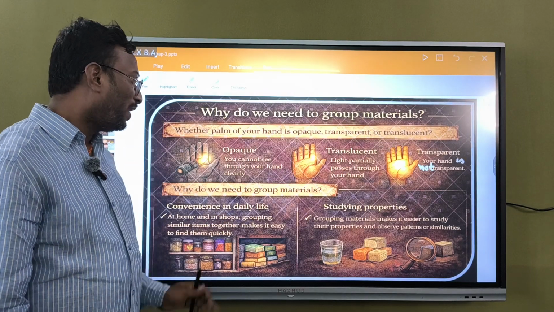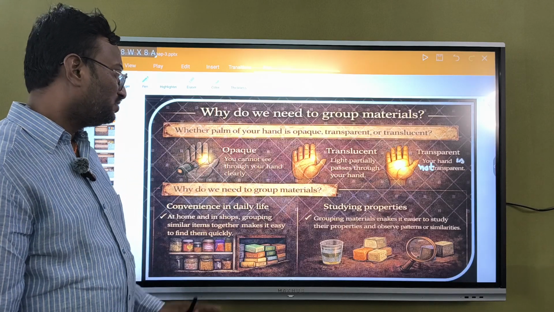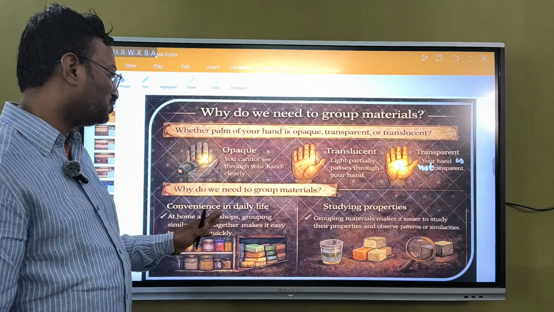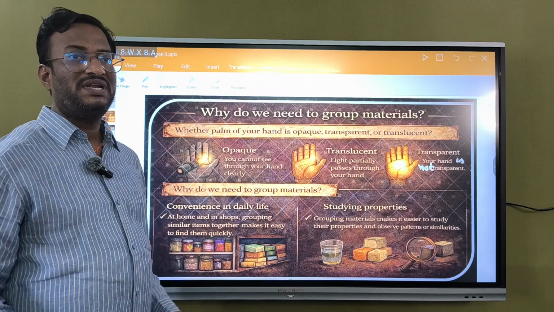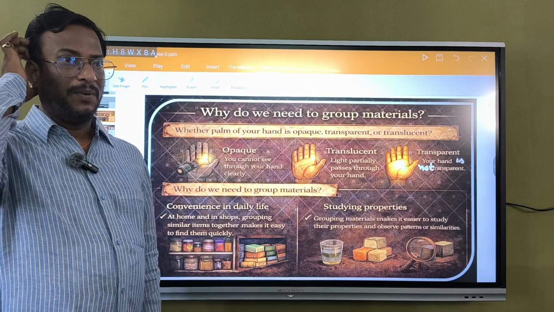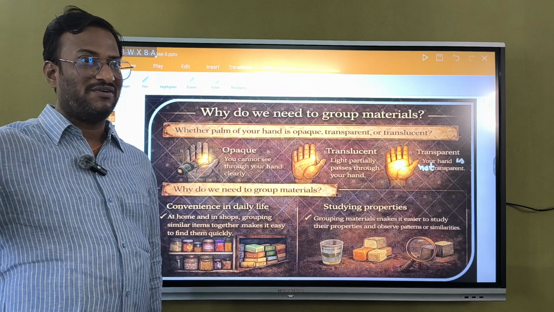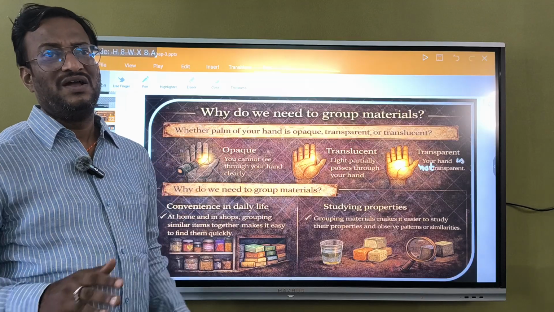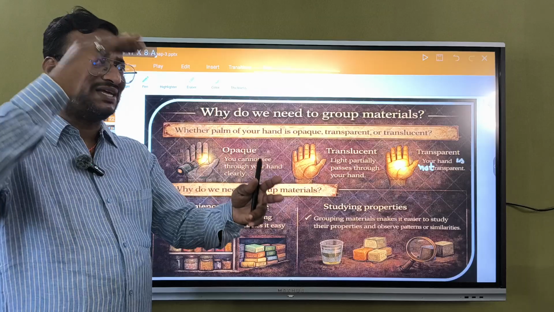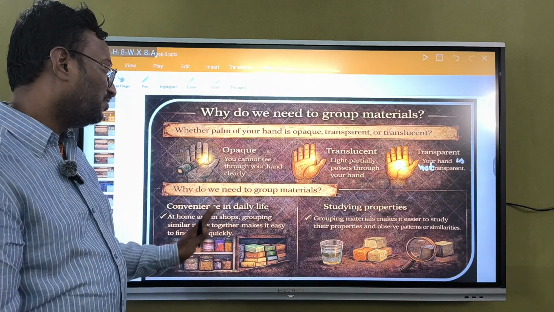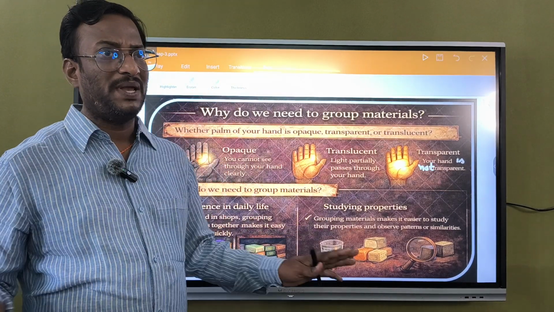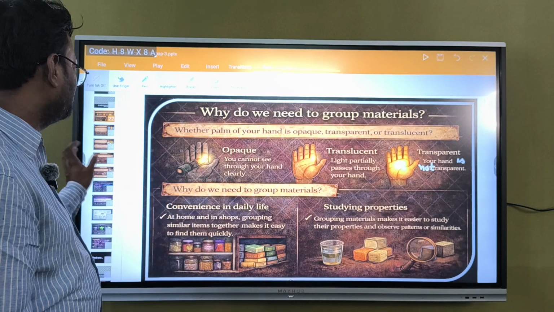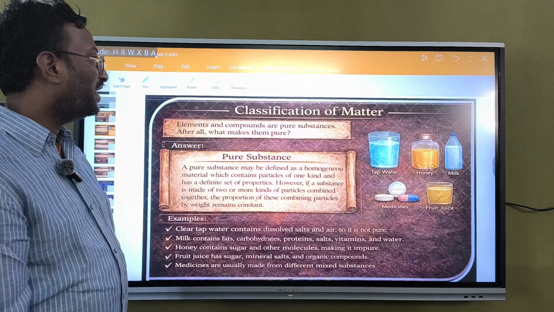And next, one more question. Why do we need to group materials? One reason is convenience in daily life. At home and in shops, grouping similar items together makes it easy to find them quickly. Even in medical shops or in the kitchen, mother keeps similar masala items in boxes at one particular place, and coffee and other things are grouped under other categories. Vessels of different sizes are also kept in separate categories so that we can easily get them. Another reason is that if we group them, we can study their properties easily and observe patterns of similarities in those properties.